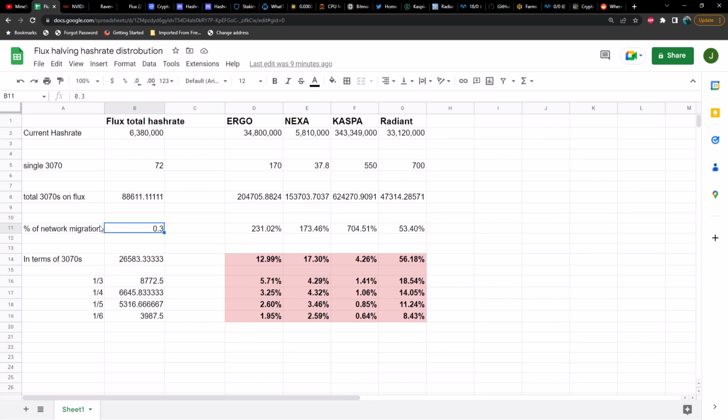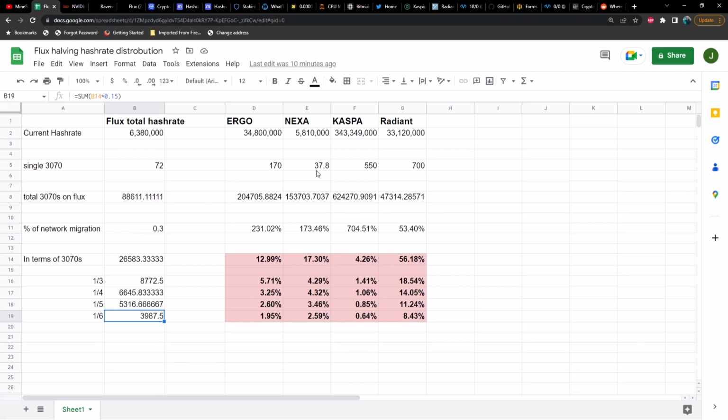So as you can see, in terms of 3070s, 30% of Flux's total hash rate would be the equivalent of 26,583 3070s. Now, of course, not all of that hash rate is going to migrate to a single coin. So we kind of took it another step here. Let's say 1/3 of all of this hash rate migrates to another coin. That would be the equivalent of 8,772 3070s. This would be 1/4, this would be 1/5, and this would be 1/6. Now, I thought this was really interesting to compare in the amount of 3070s between all of these coins here.